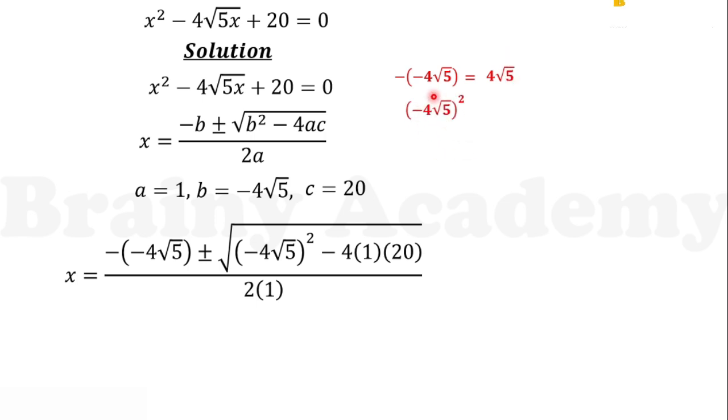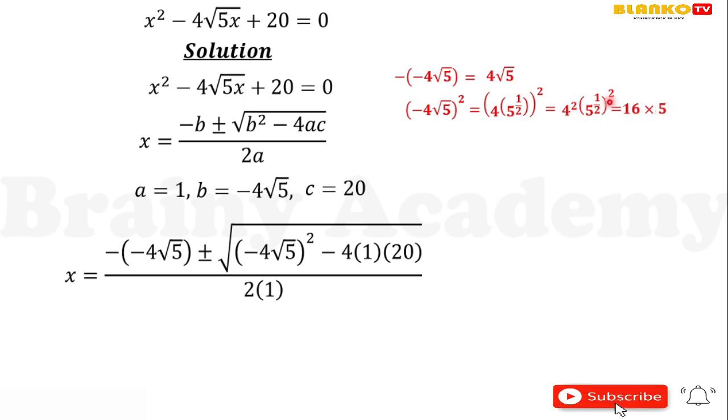And negative 4 multiplying the square root of 5 in brackets squared is equal to 4 multiplying 5 raised to the power 1 over 2, in brackets squared, which is 4 squared multiplying 5 raised to the power 1 over 2, in brackets squared. This is going to be 16 times 5. 4 squared is 16. 5 raised to the power 1 over 2 raised to the power 2 is 5. So 16 multiplied by 5 gives 80. I hope you're following it.